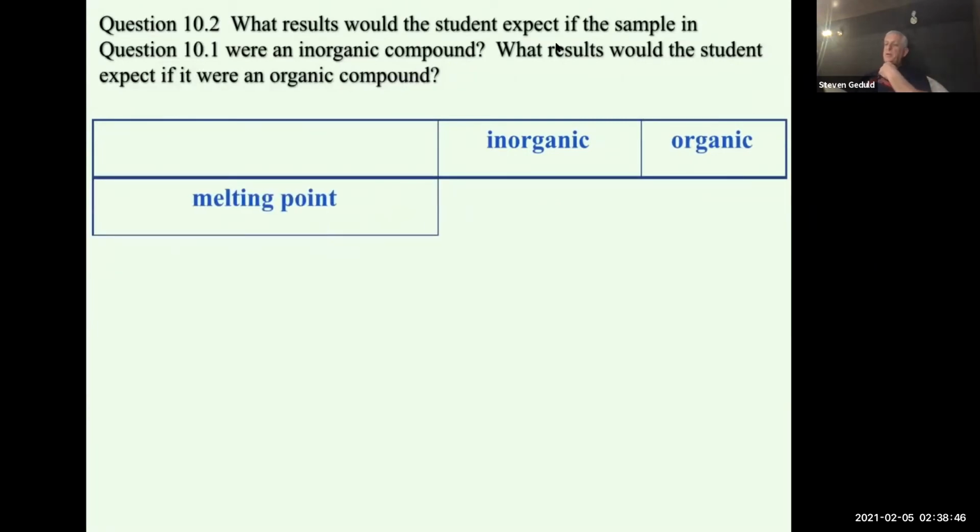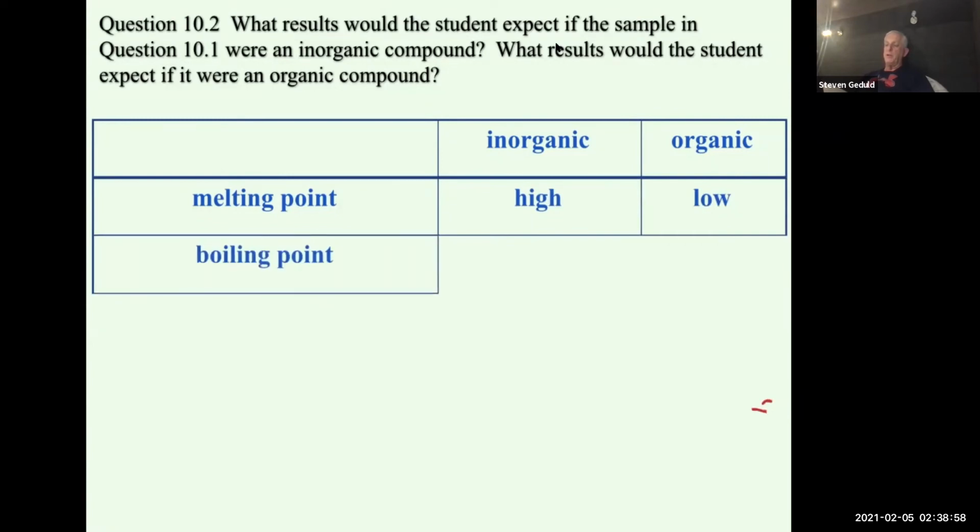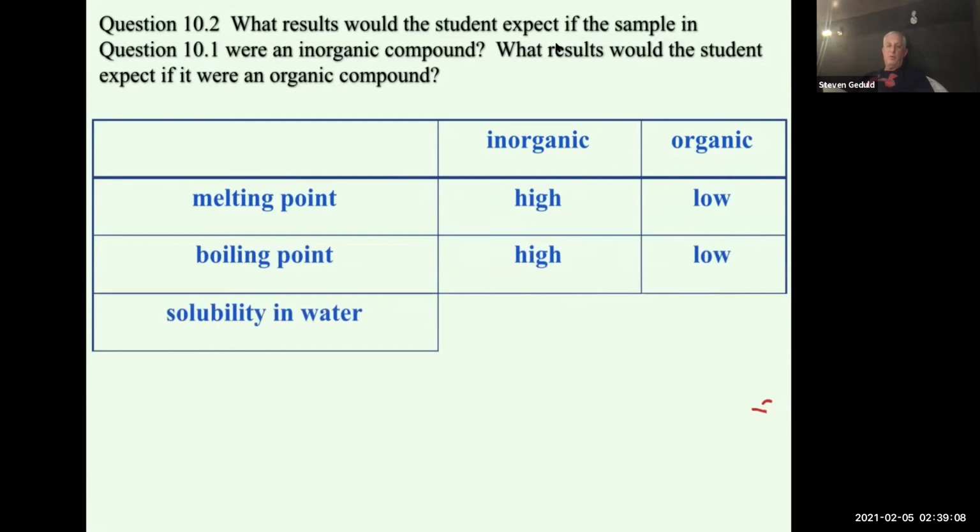What results would you expect if the sample in question 10 were an inorganic compound? So the melting point, we just went through this. The melting point for inorganic will be high. Melting point for organic will be low. Boiling point, inorganic was high, organic was low. Solubility in water, inorganic will be soluble in water because it has charges. Like dissolves like. So high solubility in water. Organic will not dissolve in water. It'll be low.